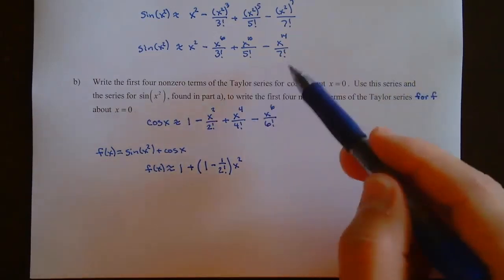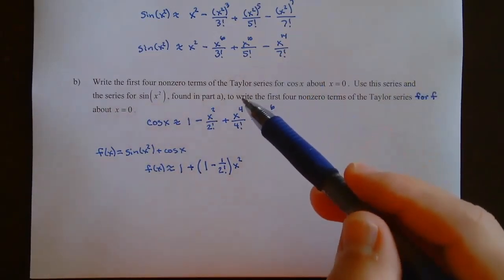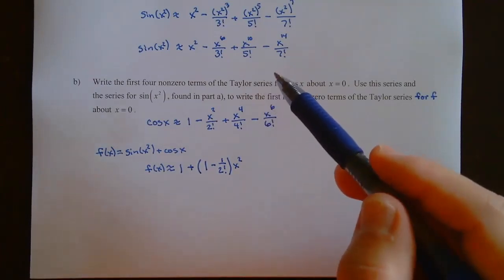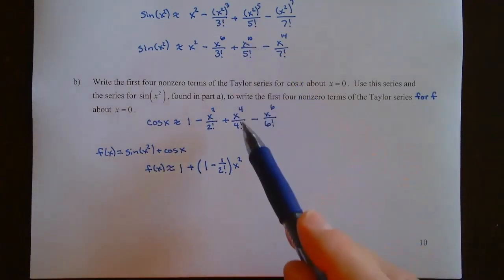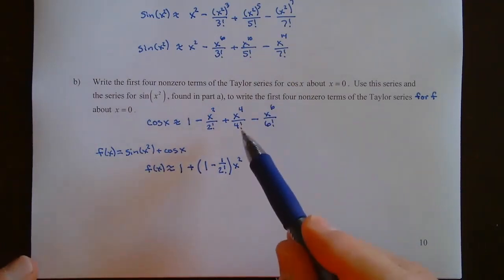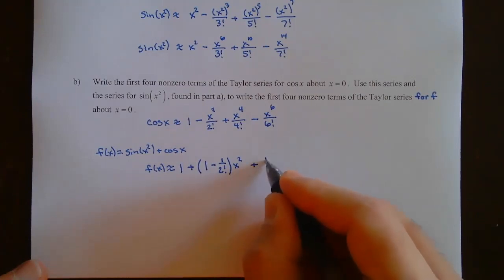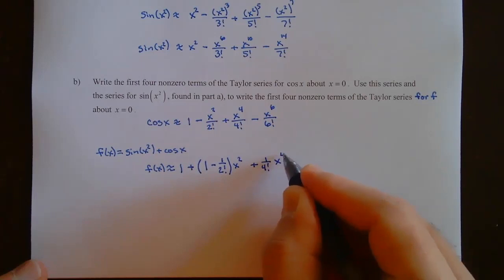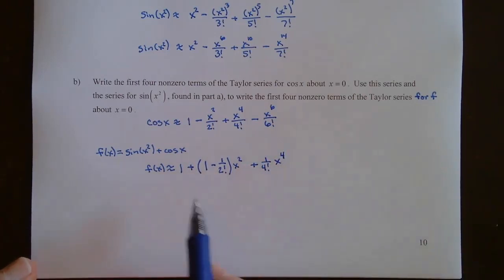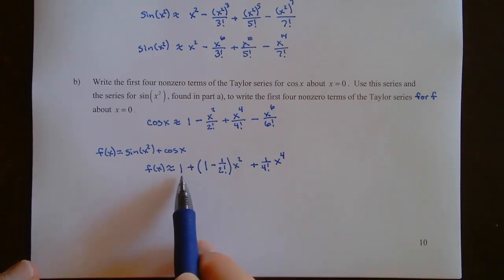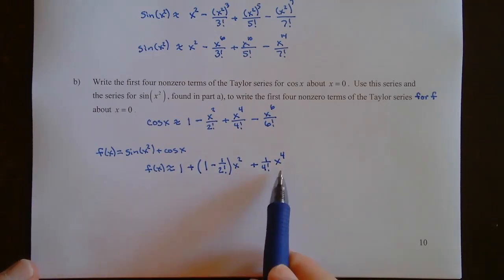And so then we need to look for x cubed. Well, we don't have x cubed, right? We don't have any of those. So then do we have an x to the fourth? And we do, it's right here. So then we need to add 1 over 4 factorial x to the fourth. So now we have 1, 2, 3 terms. Basically we have the x to the 0 term, the x squared term, and the x to the fourth term.